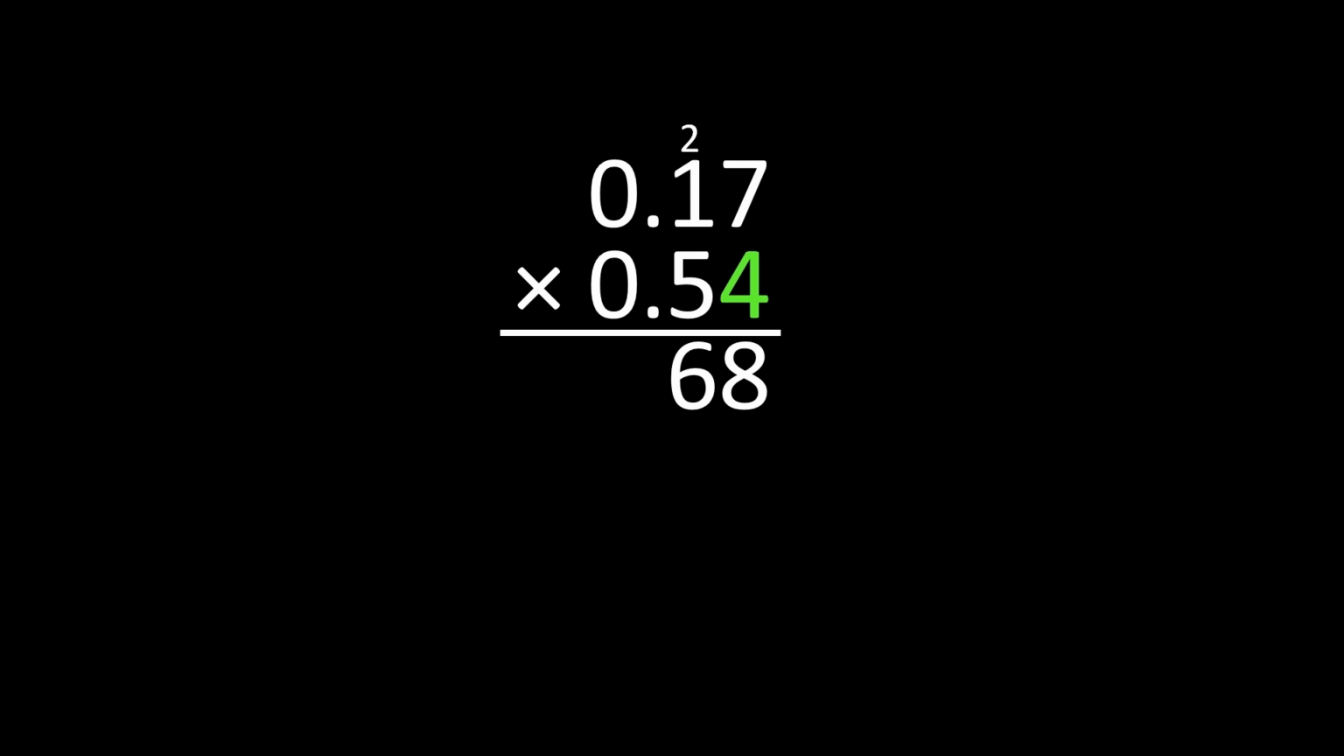I don't have anything else to multiply the 4 by, so I'm going to cross out the 2 because I've used it. I'm going to cross out the 4 because I'm done with it now. And I'm going to place the 0 here because now I'm moving on to be multiplying by the 5. And I'll start with 5 times 7. 5 times 7 is 35, so I'll place the 5 and carry the 3.